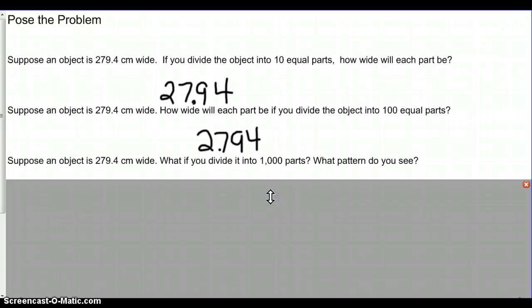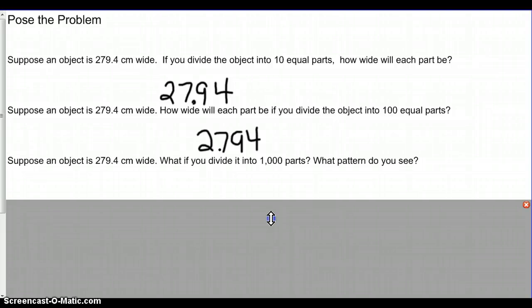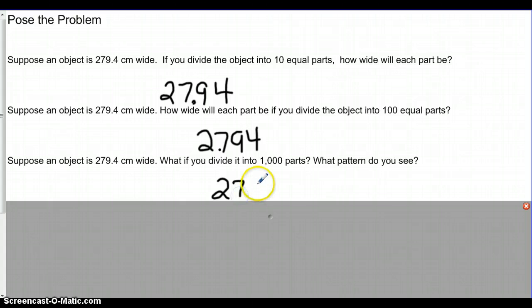Now, suppose an object is 279 and 4/10 centimeters wide. What if you divide it into 1,000 parts? What pattern do you see? 2, 7, 9, 4. And I go over here, and since 1,000 has 3 zeros, 1, 2, 3, I'd put it right in front. Now my number is 2,794 10,000ths. What pattern do I see? Well, for every 0, I move it to the left when I divide.